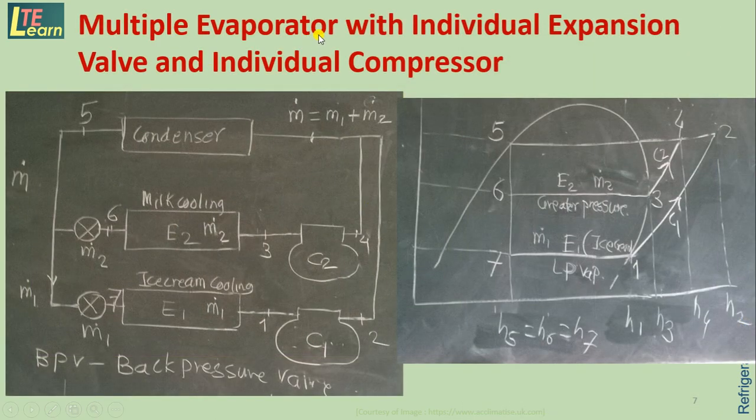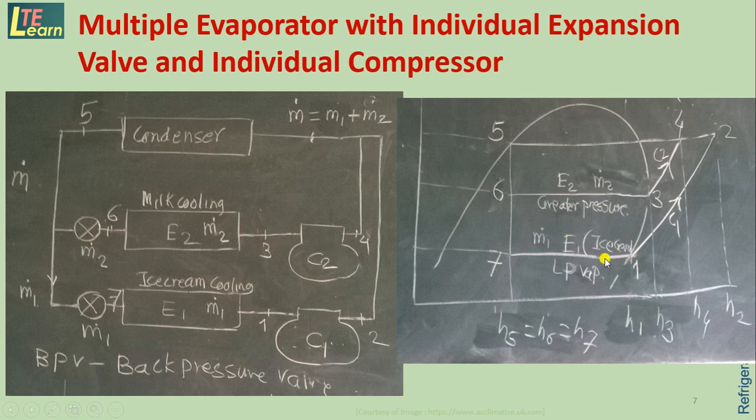Second case, multiple evaporator with individual expansion valve and individual compressor. In this case, each evaporator is equipped with separate expansion valve and compressor. So evaporator 1 is having expansion valve and compressor 1. Evaporator 2 is having separate expansion valve and, on the right side, separate compressor C2.